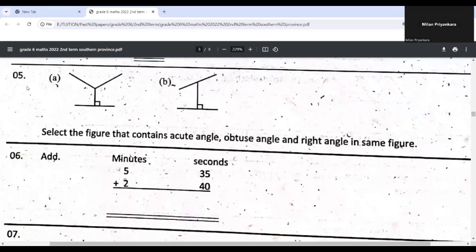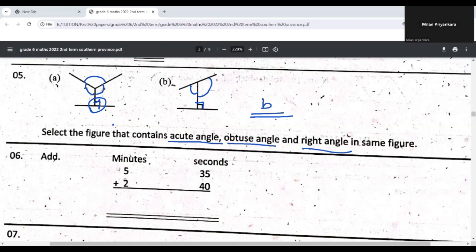In this one, select the figure that contains acute angle, obtuse angle, and right angle. If we take figure A, this is an obtuse, this is an obtuse, this is also obtuse, and this is the right angle. But here we don't see an acute angle. In B, this is acute, this is obtuse, and this one is right angle. So you need to select B. B is the answer, right?